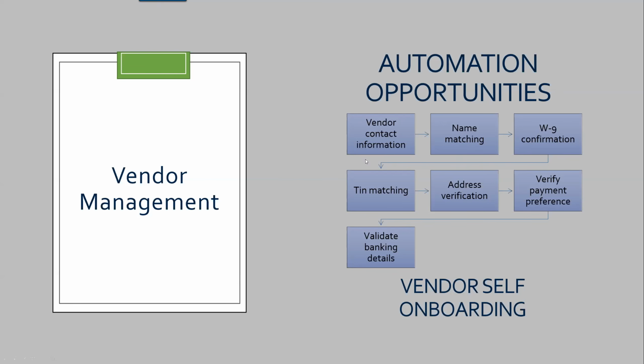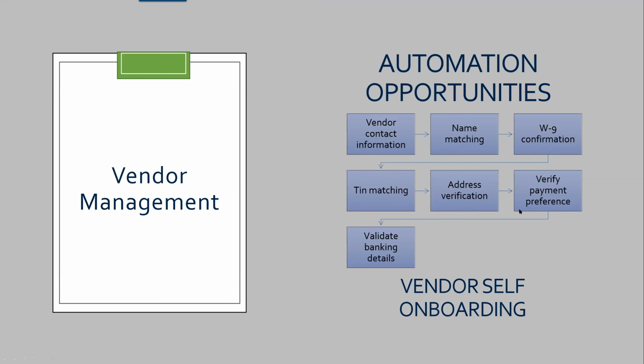We're able to say we captured the correct vendor information. The name actually matches their legal entity. The W-9 has been entered, so we've got those documents captured and stored. And then TIN matching has already happened at the time that the vendor is created. And then at that same time, we know that the address verification is important for 1099s. And so this can all take place and your new vendor can actually enter these details themselves.